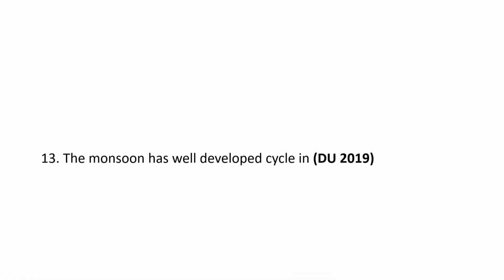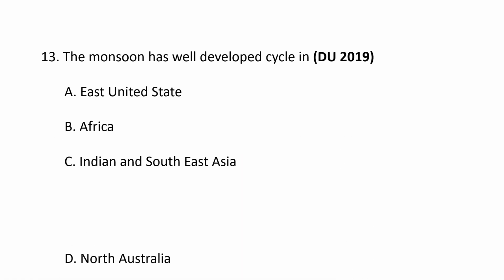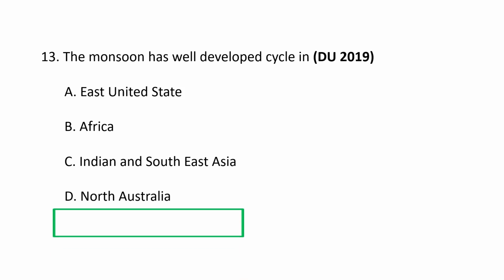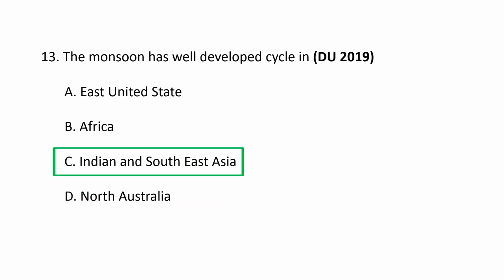Next question. The monsoon has well-developed cycle in A. East United States, B. Africa, C. Indian and Southeast Asia, and D. North Australia. The monsoon has well-developed cycle in Indian and Southeast Asia.